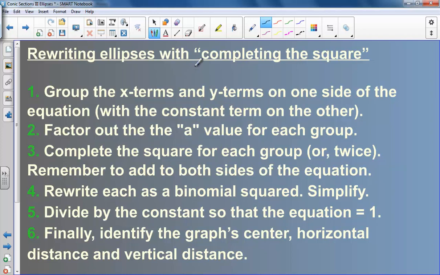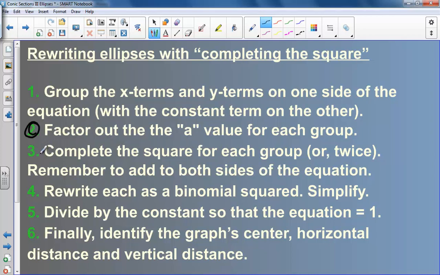So our steps are a little bit more complicated than they were with the circles we worked with last time. Some of it's the same, though. We're going to begin by grouping x terms and y terms on the left side of the equation, for the most part, and constants on the other side. This one is different, though. In the circles, everything that we did had an a value of 1. And so what we're looking at here is problems that don't have an a value of 1, so we're going to have to factor out that a value for each group. So it's most likely going to be a different a value for the x's than it is for the y.